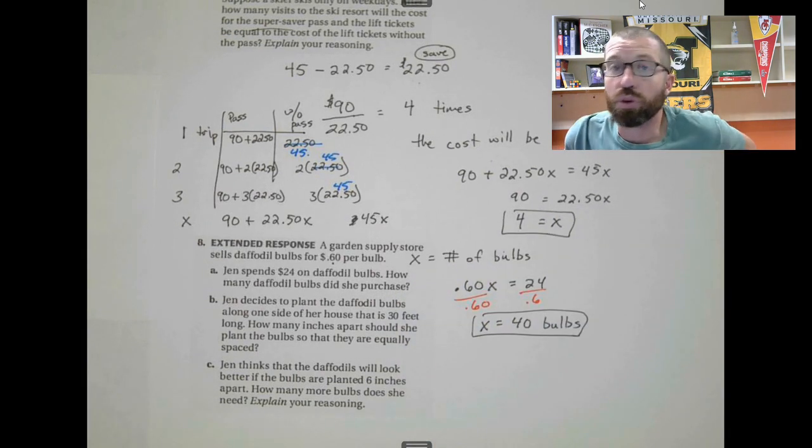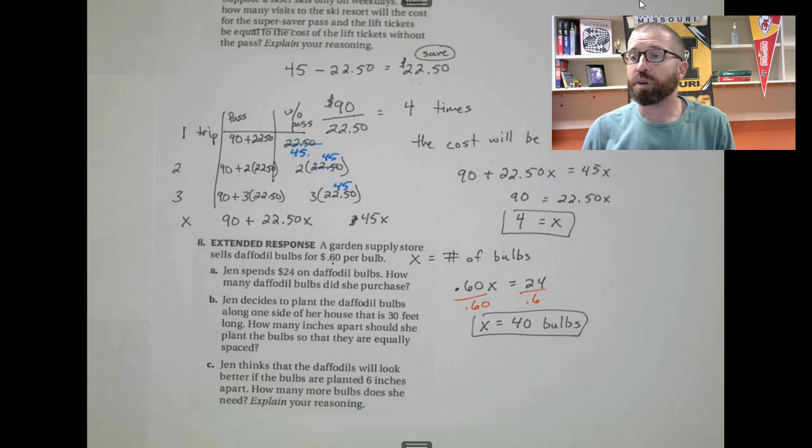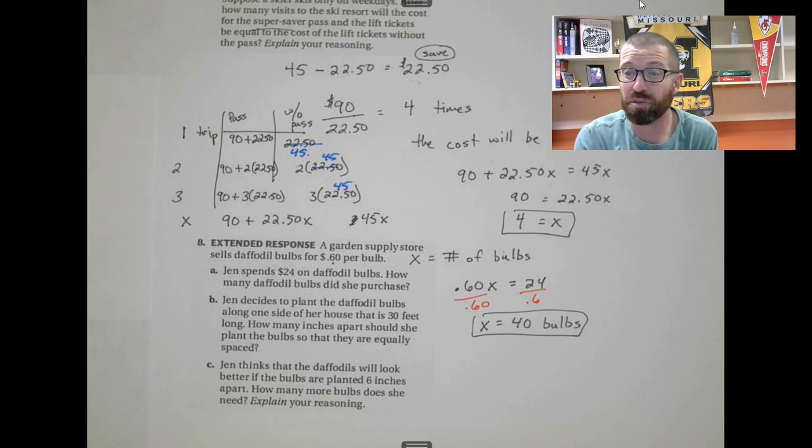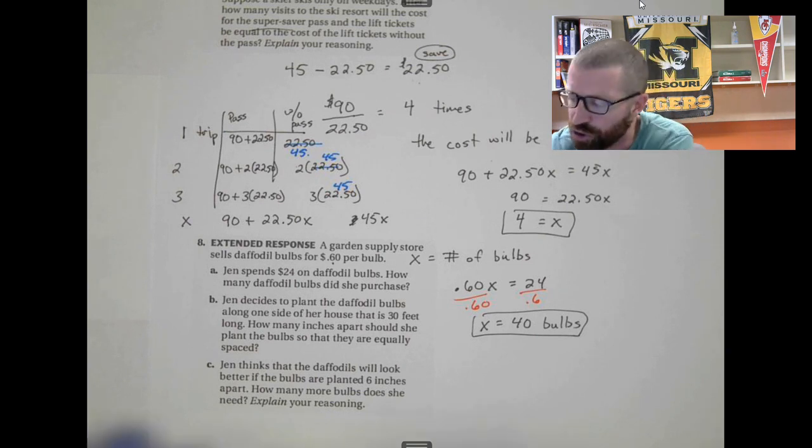with $24. And then Jen decides to plant the bulbs along one side of her house that is 30 feet long. How many inches apart should she plant the bulbs so they're equally spaced? Okay, so this one's a little tricky because they talk about feet, but then they want to know inches. So let's figure out how many inches we have.